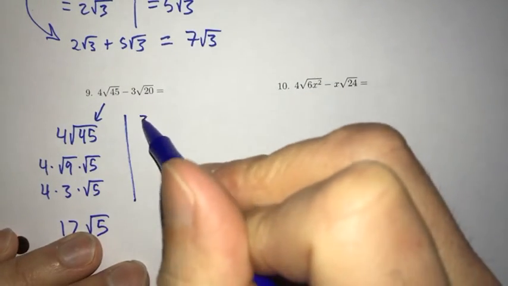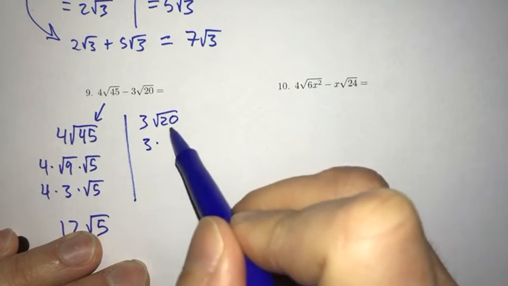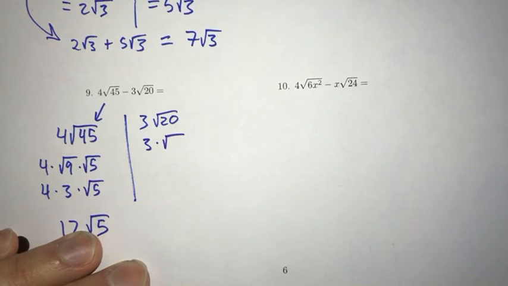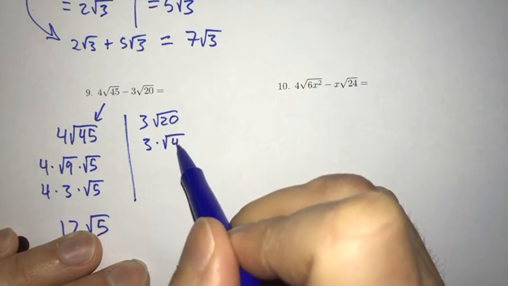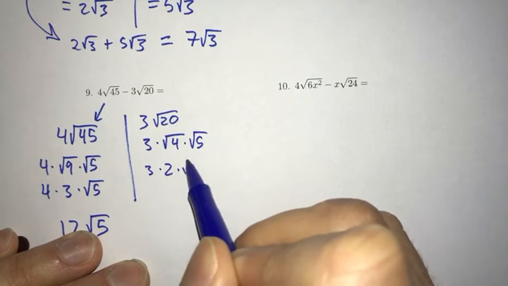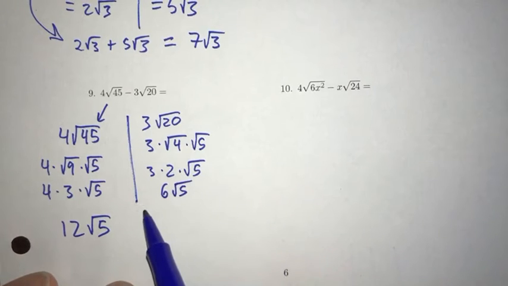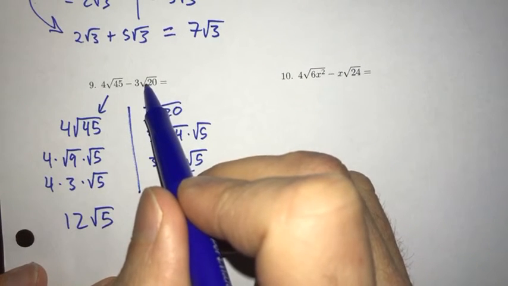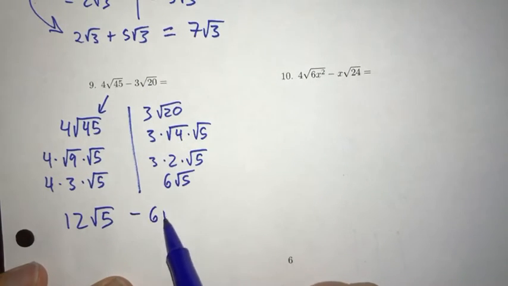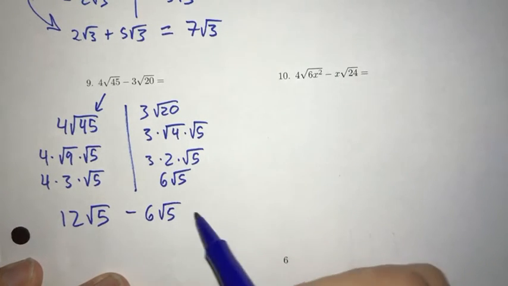3 root 20. 20 is a little big. And so I can change this into 4 and 5, because I know the square root of 4 is 2. 3 times 2 is 6 root 5. So I have changed this to this, so I'm going to drop that down here. And look, now they both have the same square root 5. 12 minus 6 is 6.